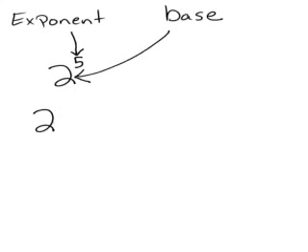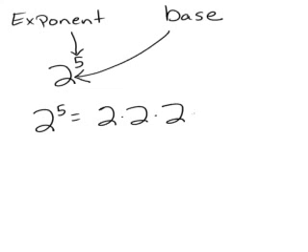So 2 to the 5th power means 2 times 2 times 2 times 2 times 2. Okay, the base is the number being multiplied, and the exponent is the number of times I'm multiplying that number.